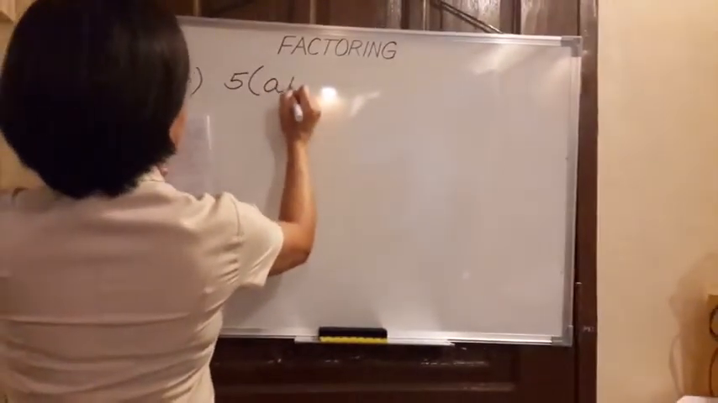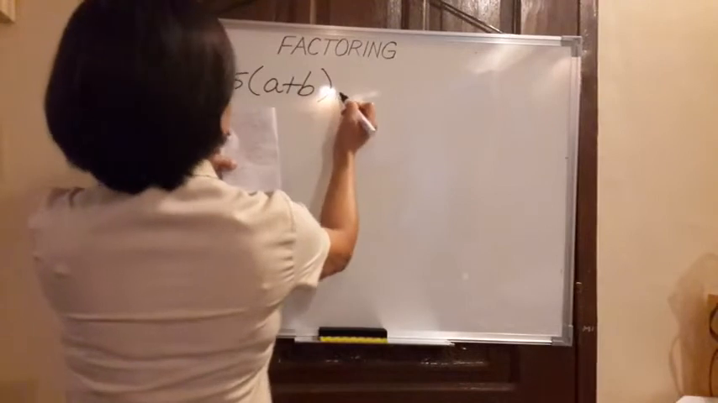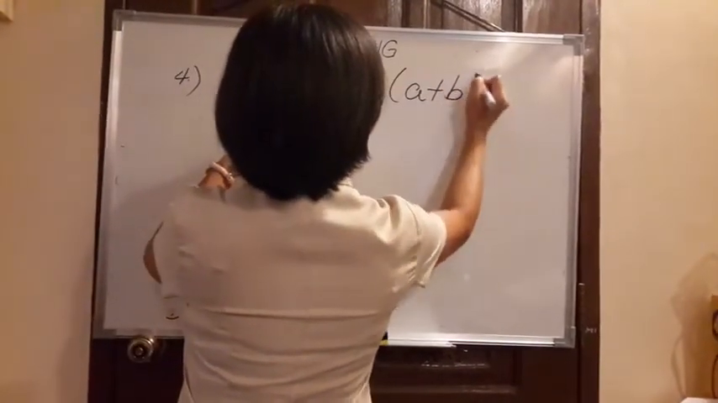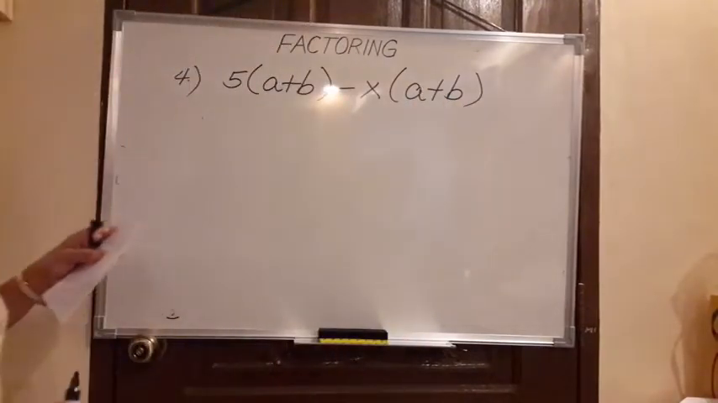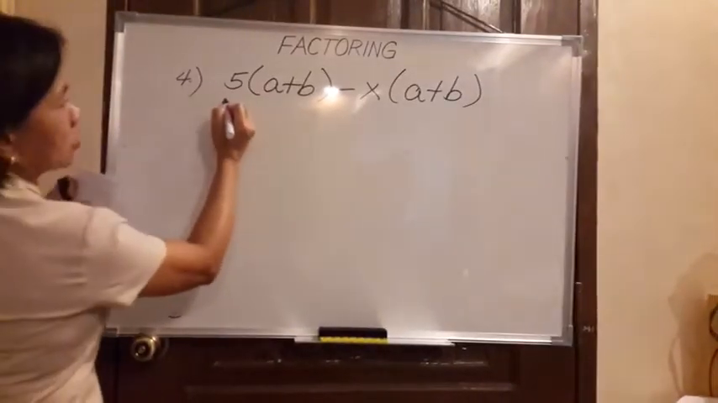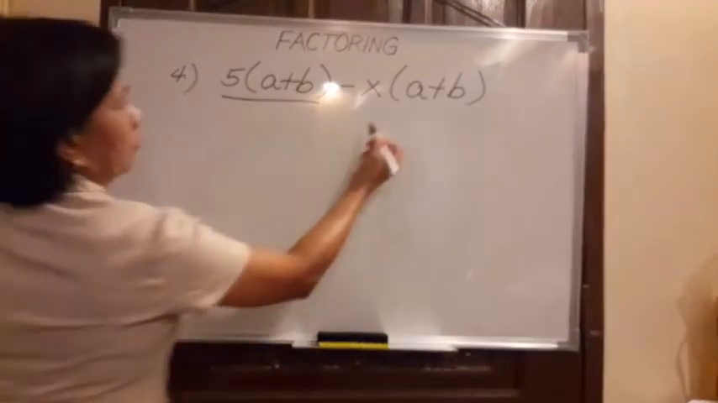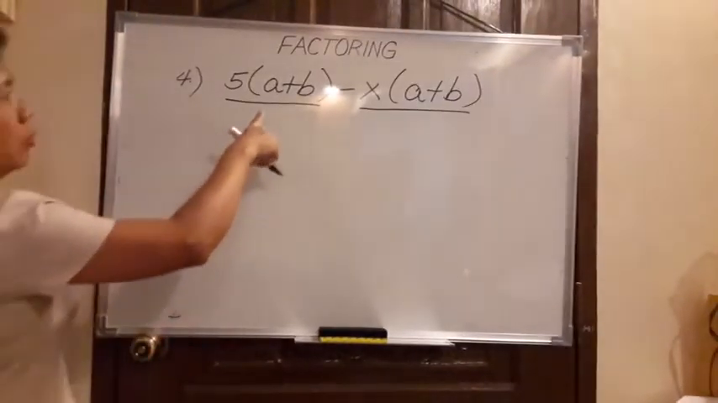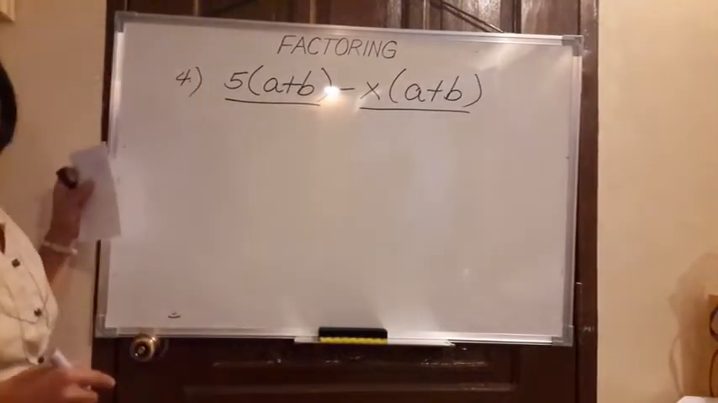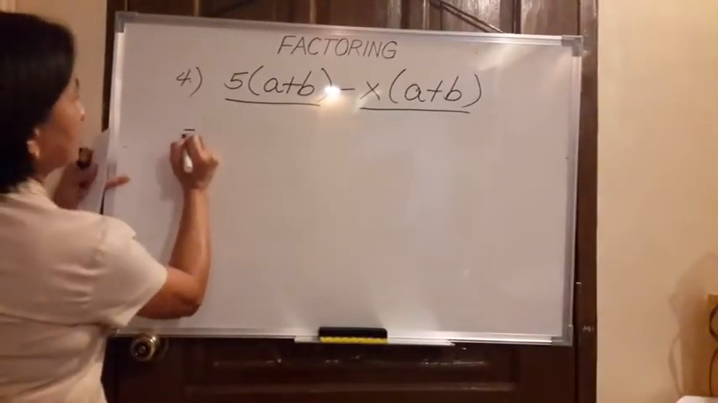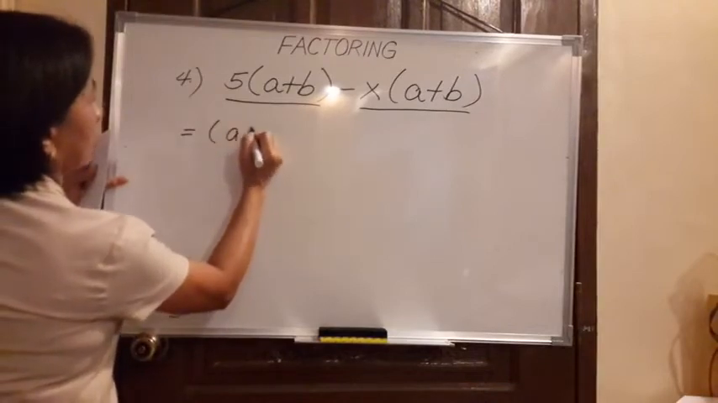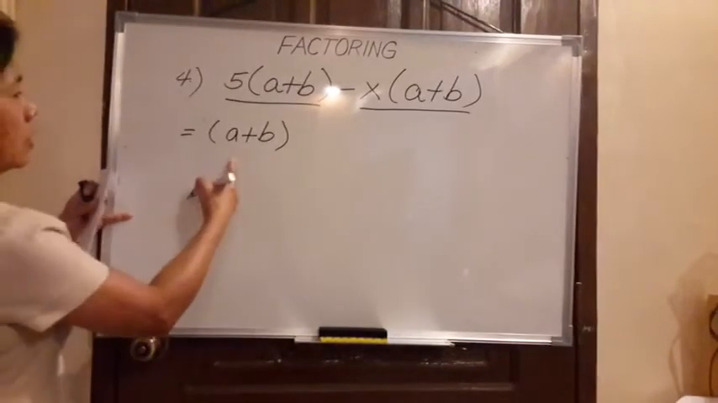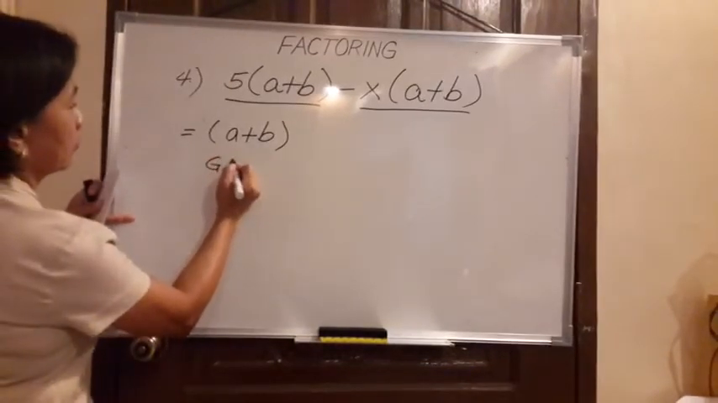Number 4 is very easy. For number 4, consider this as your first term and this is your second term. Common factor between the two terms is a binomial, and that is quantity A plus B. So this is our greatest common factor.